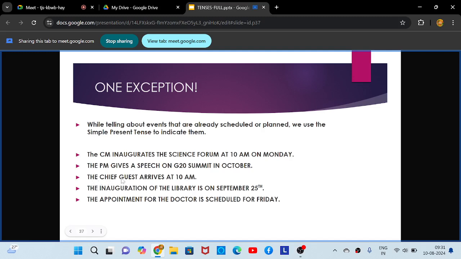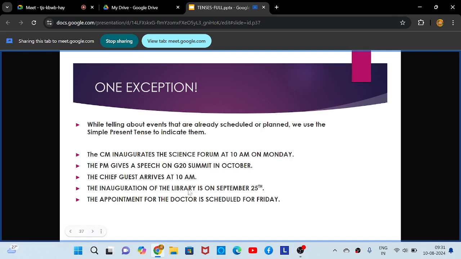Next is the chief guest arrives at 10 a.m. Again, the chief guest is the subject plus arrives is the V1 plus at 10 a.m. is the object.